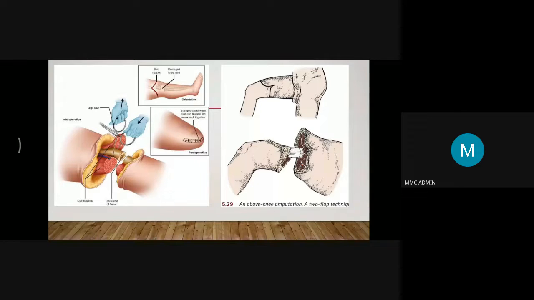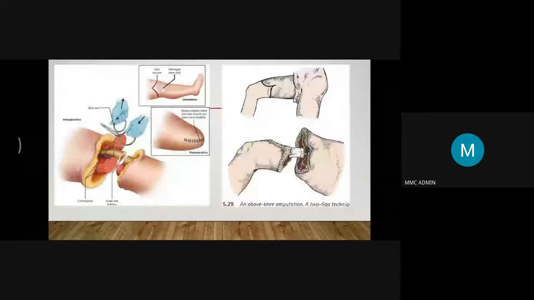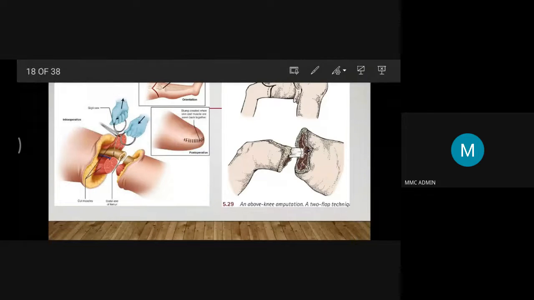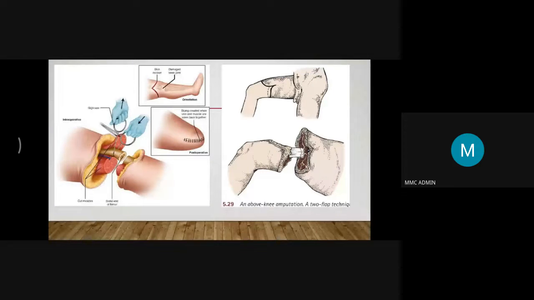This is the above knee amputation picture. See, this is the femur that is cut, and we are making the incision like a fish mouth. This looks like a fish mouth, right? If you consider a fish cut, it should be a fish mouth. It should be opening and closing. Fish mouth incision is used in above knee amputation. Both lips of the fish mouth are nothing but the anterior and the posterior flaps.